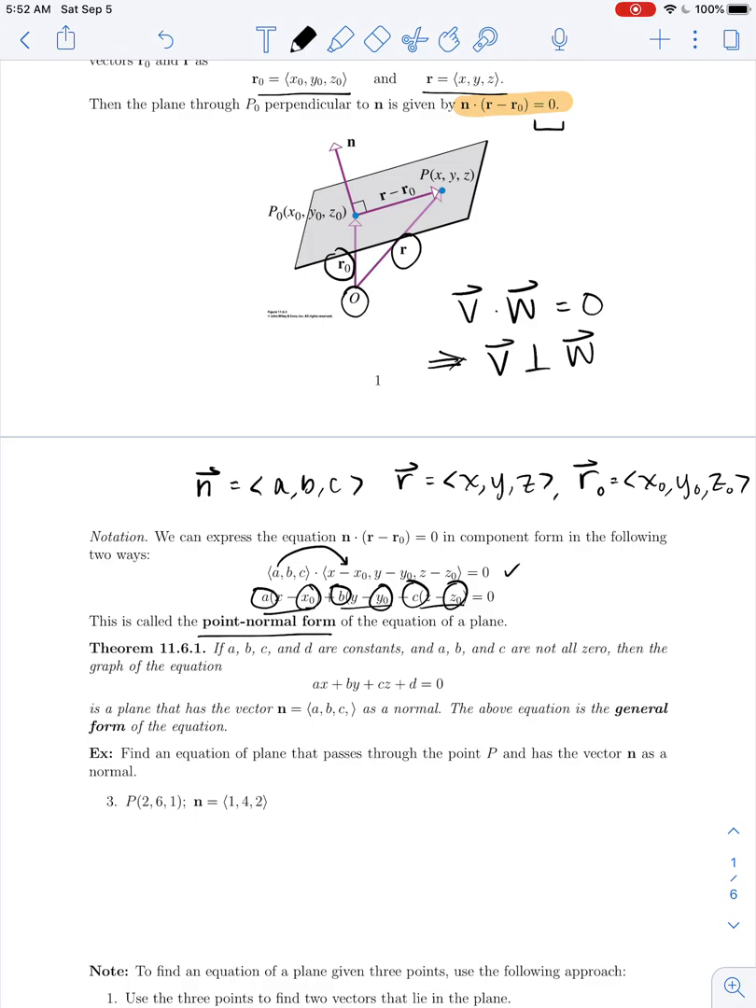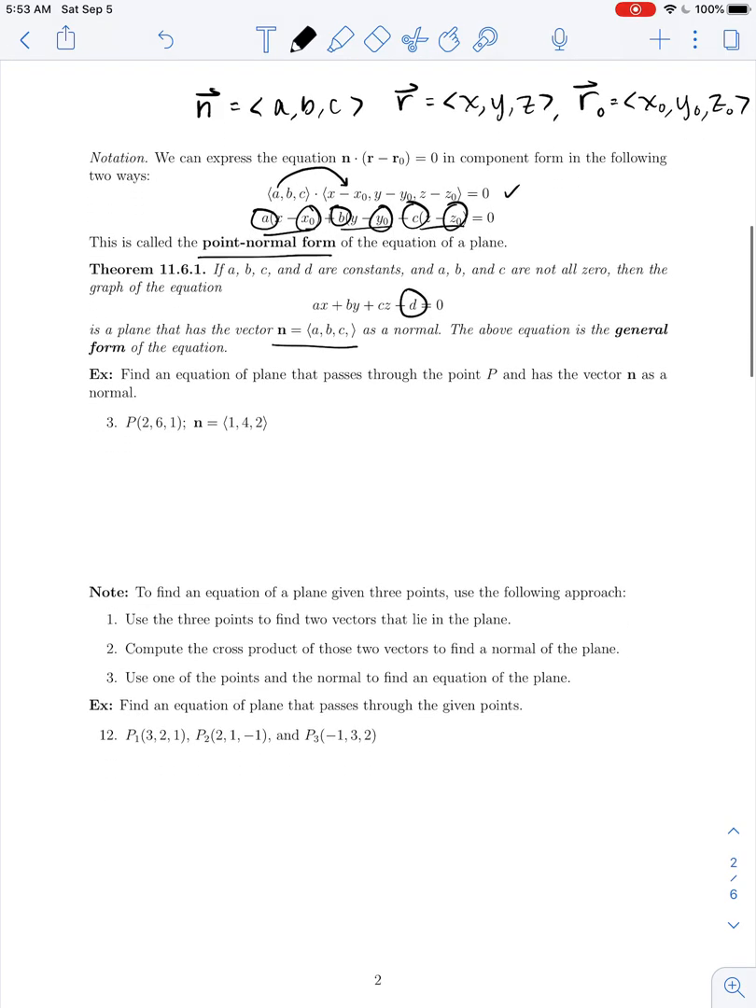We also have what's called the general form, which is given here in Theorem 1. It says if a, b, c, and d are constants and a, b, and c are not all 0, then the graph of the equation ax plus by plus cz plus d equals 0 is a plane that has a vector n equal to a, b, c as a normal. The above equation is the general form of the equation. So from the general form, you can quickly pull off the normal vector. However, the components for a given point are lost after that dot product has been distributed out. All of those constants for the point have been combined to a single constant d, so you can no longer identify a point quickly.